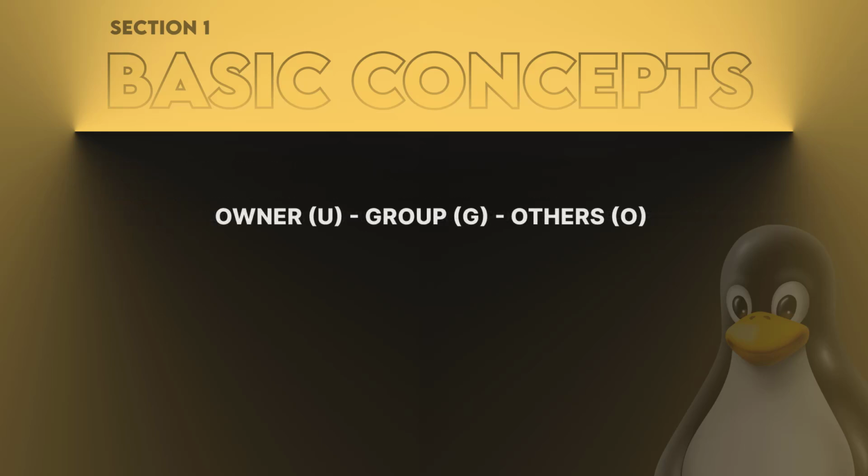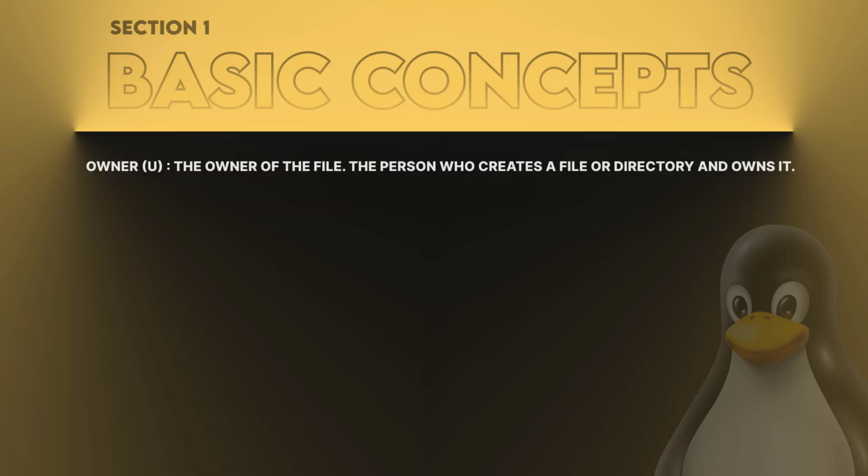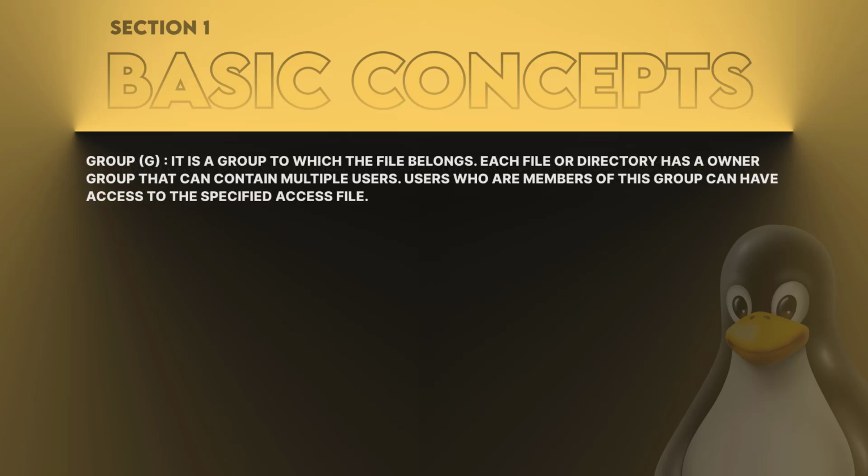File permissions are of three categories: owner or user category, group category, and others category. Owner category is the owner of the file, the person who creates a file or directory and owns it. Group category is a group to which the file belongs. Each file or directory has an owner group that can contain multiple users. Users who are members of this group can have access to the specified file.